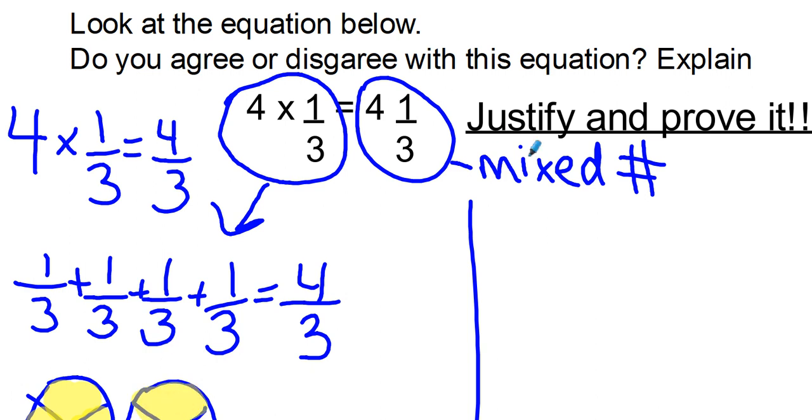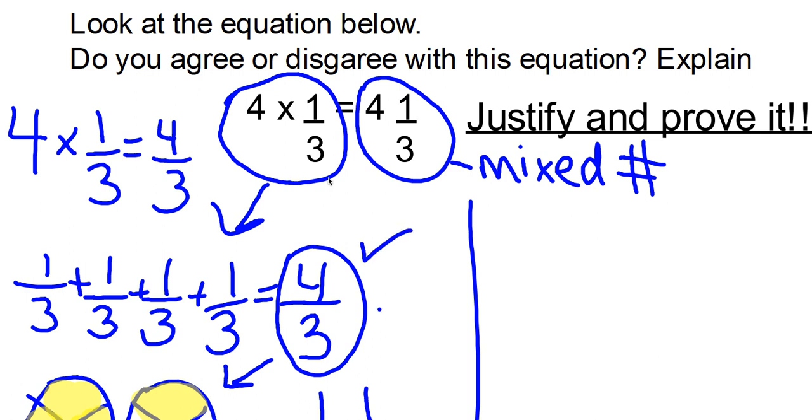And remember that 4/3 is a fraction greater than 1, AKA an improper fraction. But looking at my model, I could say that 4/3 is equal to 1 and 1/3, right? That's my mixed number. So this side of the equation is 4/3, but also as a mixed number is 1 and 1/3.